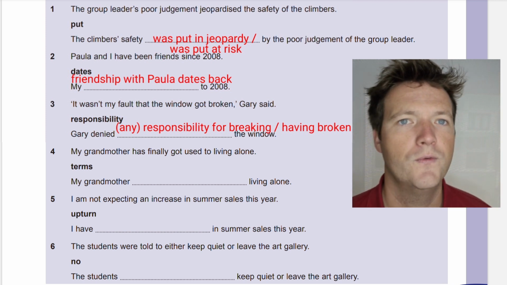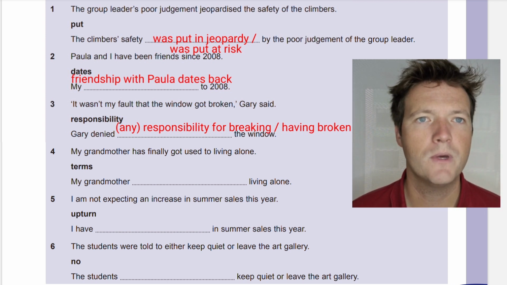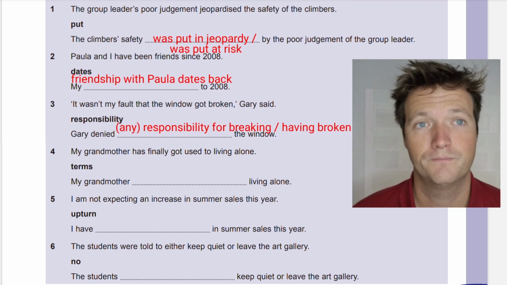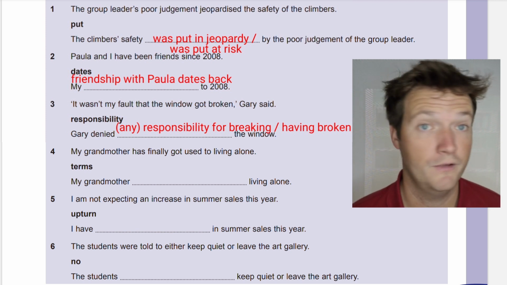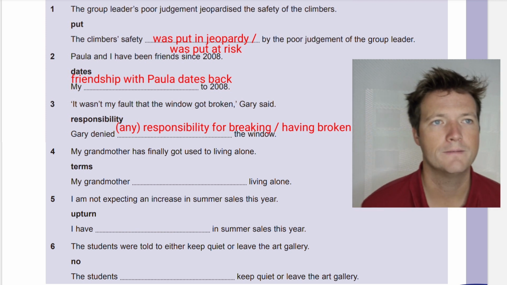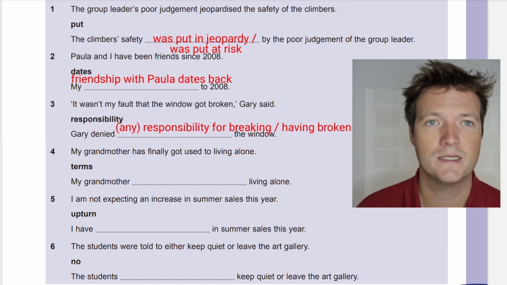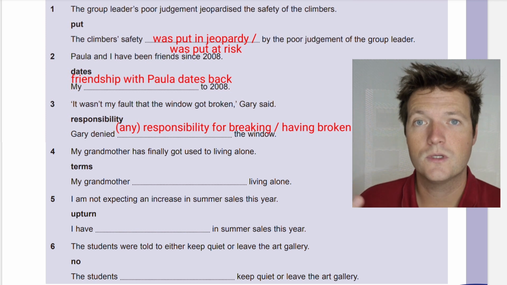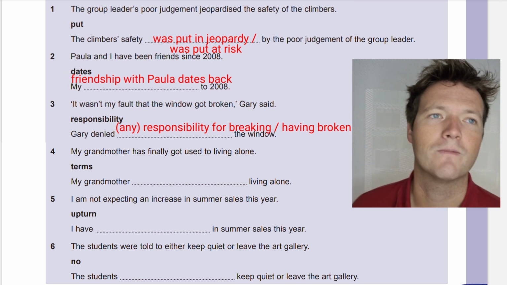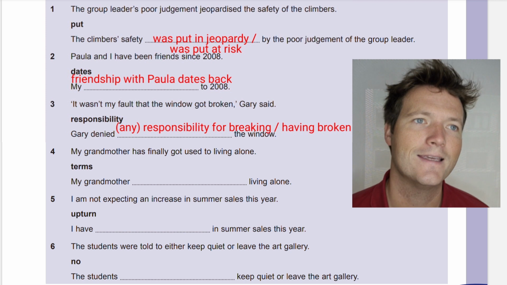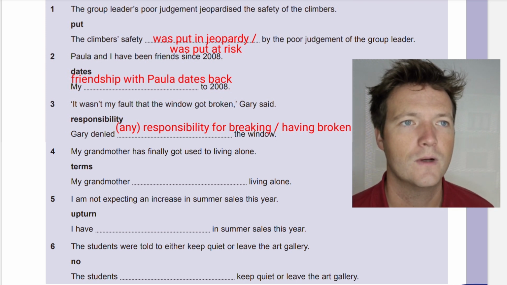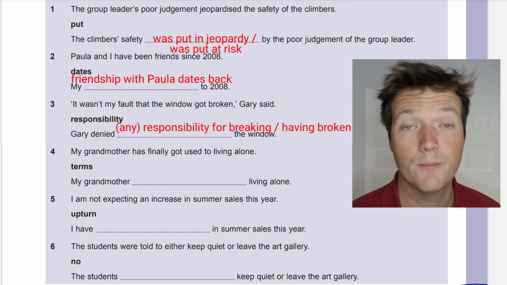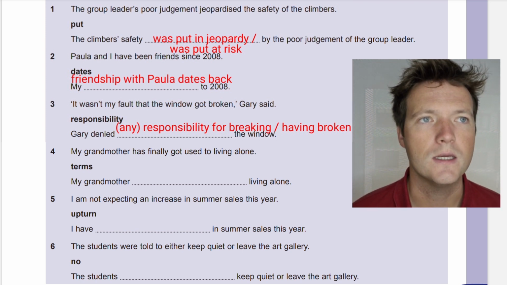Okay, let's have a look at number 4. My grandmother has finally got used to living alone. My grandmother living alone. So this one, very clearly the information that is missing is has finally got used to. Another way of saying get used to something. When you have to get used to something, it means that you don't initially like it and you have to grow to like it, right? And we've got the word terms. That's our key word. Remember, we can't change the key word in any way.